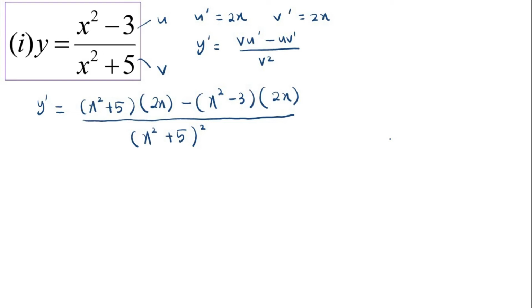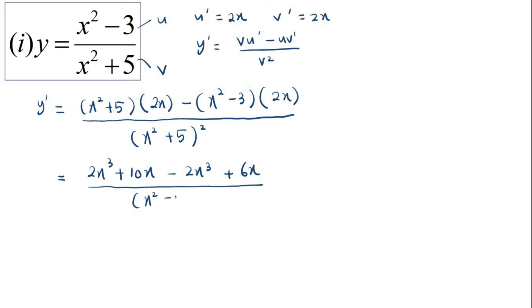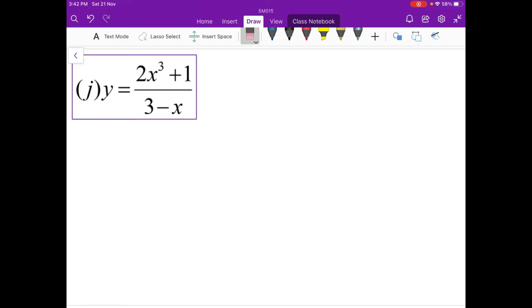So obviously you cannot do anything with the denominator part, but you can simplify the numerator part. So this will be equal to 2x cubed plus 10x minus 2x cubed plus 6x, divided by x squared plus 5, the whole thing squared. And once again, you can simplify the numerator part, so this will be equal to 16x, because you can cancel out 2x cubed, divided by x squared plus 5, the whole thing squared. So proceed with question J.